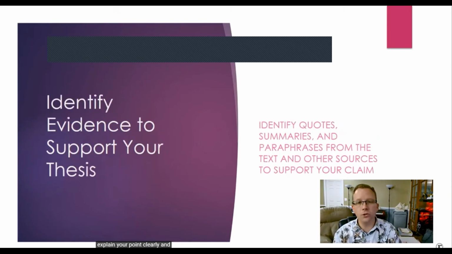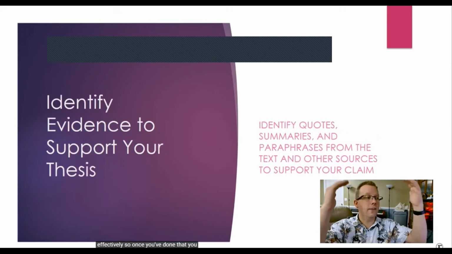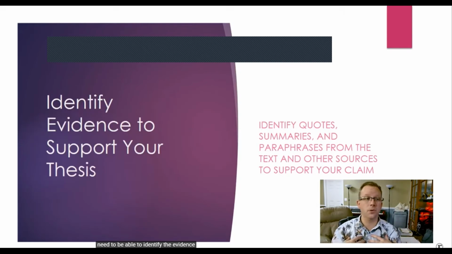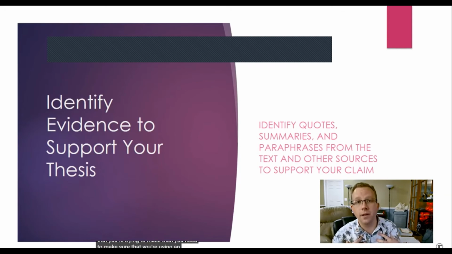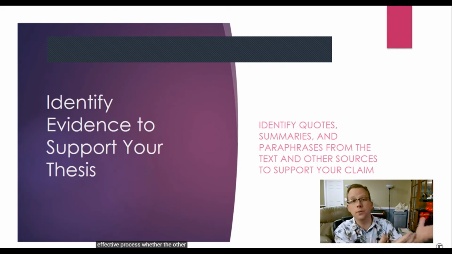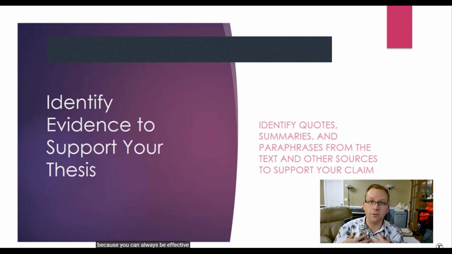So once you've done that, you need to be able to identify the evidence that you're going to use to support your thesis. So what quotes, summaries, paraphrases from the text or maybe another source can you bring in to justify the point that you're trying to make? Then you need to make sure that you're using an effective process, whether the other author did or didn't. That's irrelevant because you can always be effective yourself, right?